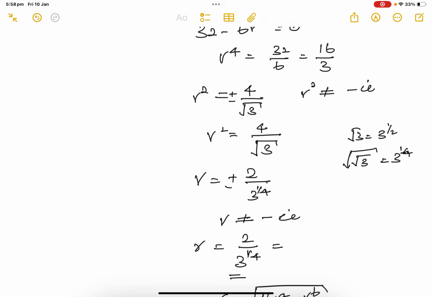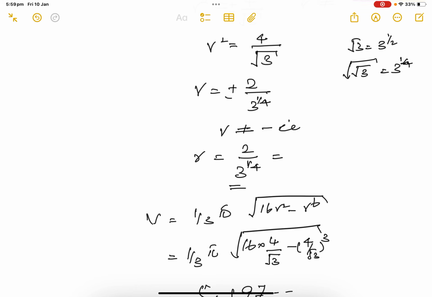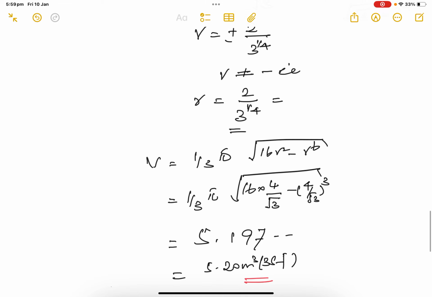Again, plus or minus 2 over 3 to the power half and another half, so half times half is 1/4. So 2 over 3 to the power 1/4, plus or minus. But r is a physical value, so it cannot be a negative value. So minus gone. So our only value is 2 over 3 to the power of 1/4. So that's the value. This is what we have to explain; that's what they said, to give all the reasonings. So now we end up with r equals 2 over 3 to the power quarter.